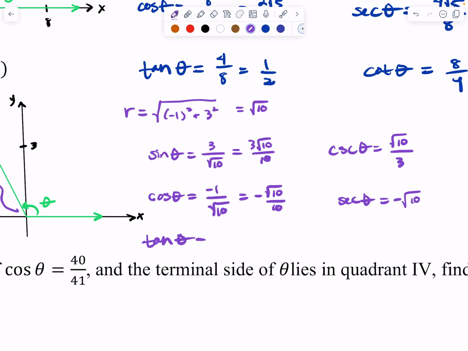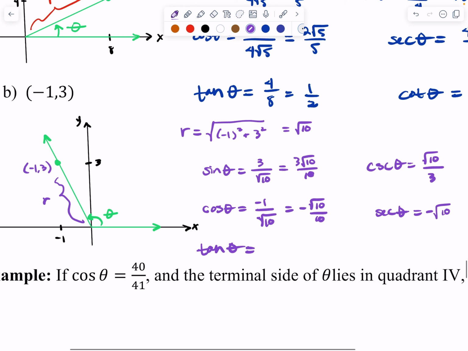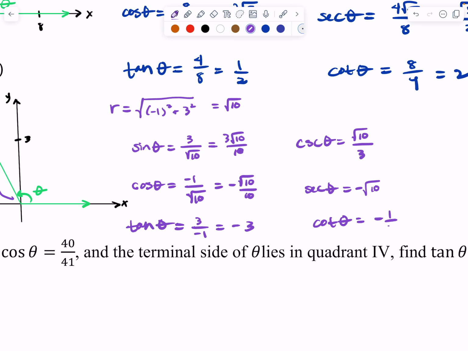Tan theta will be y over x, so 3 over -1, or just -3. And then cotangent of theta would be -1/3.